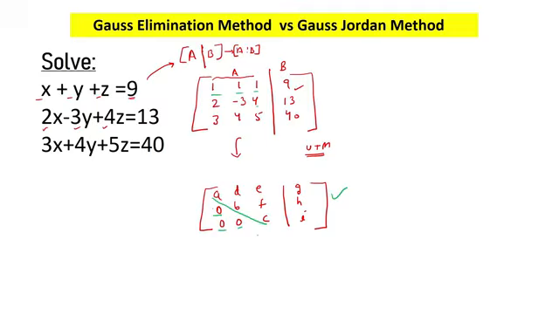Now after getting this upper triangular matrix, what is the next step? As we have to find the value of x, y, z, we will use this upper triangular matrix and then we can find x, y and z using the back substitution method. So this way the Gauss elimination method was applied.